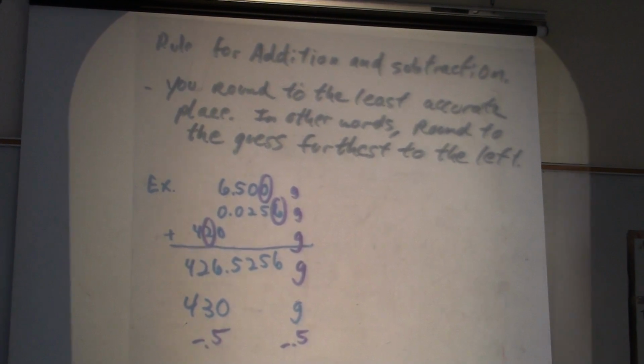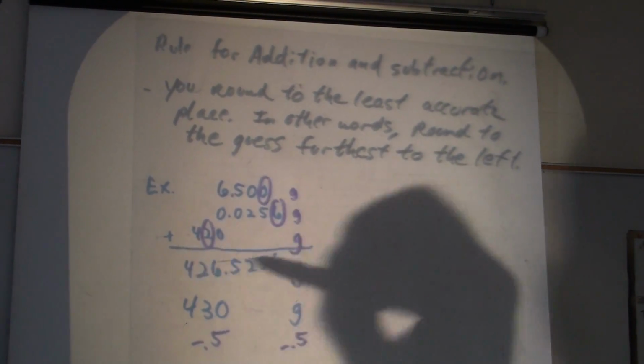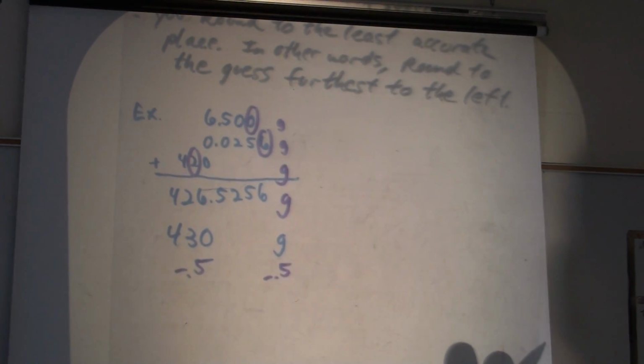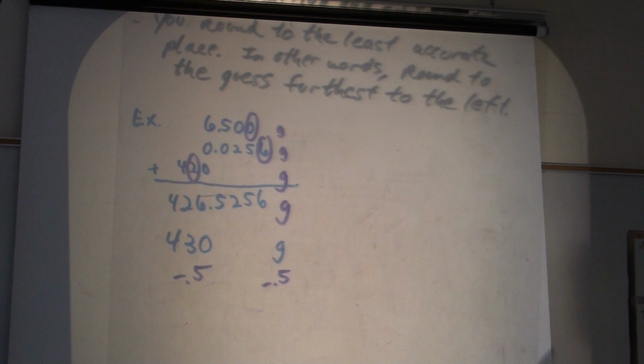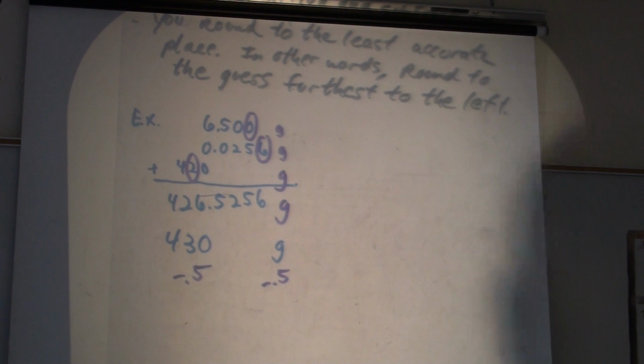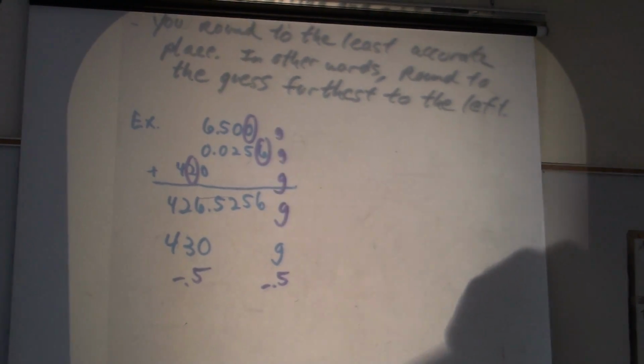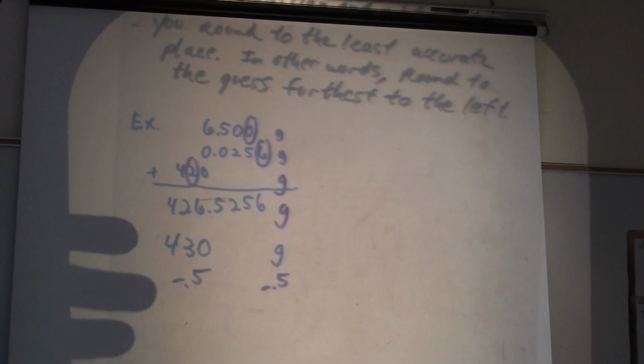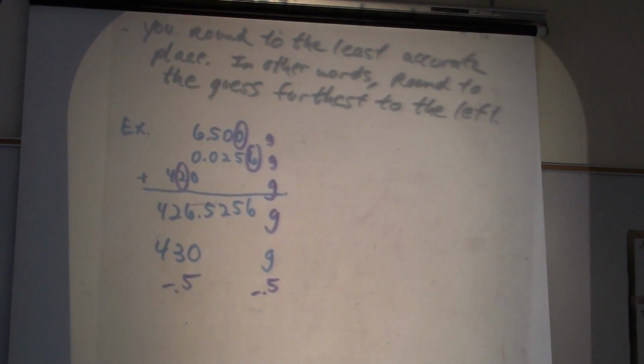for the rest of the year on. So do not just write down every single number the calculator tells you. So you have to apply the rules of sig figs, and it's the same thing for subtraction. You round to the guess furthest to the left. Any question on addition before we do multiplication?